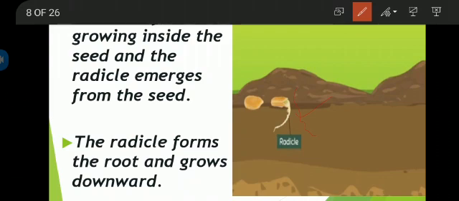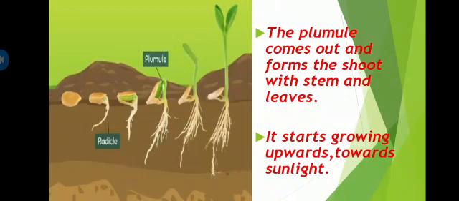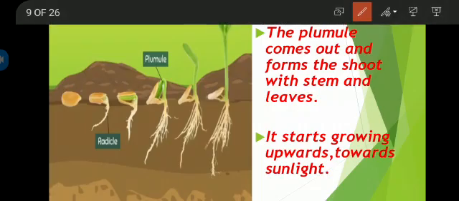Then the plumule comes out and forms the shoot with stem and leaves. It starts growing upward towards the sunlight. This is the plumule. So why does it grow in the upward direction? That is in search of air and sunlight. When the leaves come out, it can directly get the sunlight and prepare its own food.